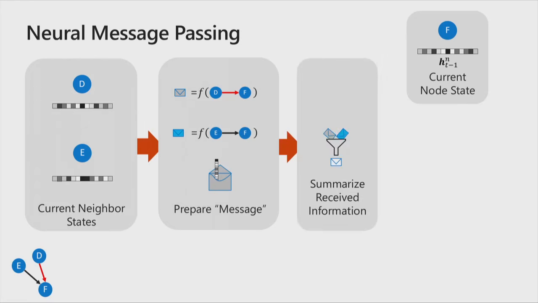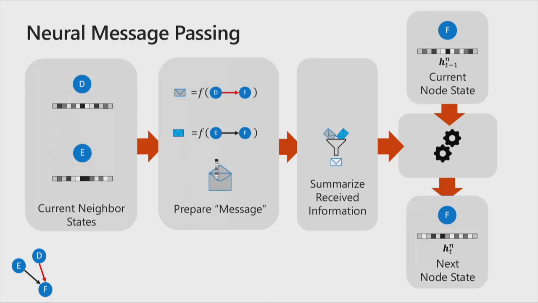Then we summarize all the messages we received from our direct neighbors. And again, summarizing can be many different things. We combine the summarized information with the current state of the node, and we update the node. So now F, essentially what happened is it had a state at time t minus 1. At time t, now it has a new state that has information about itself and from its neighbors. In some way, this is combined. There are many, many different ways to combine them. We'll get to that very soon.